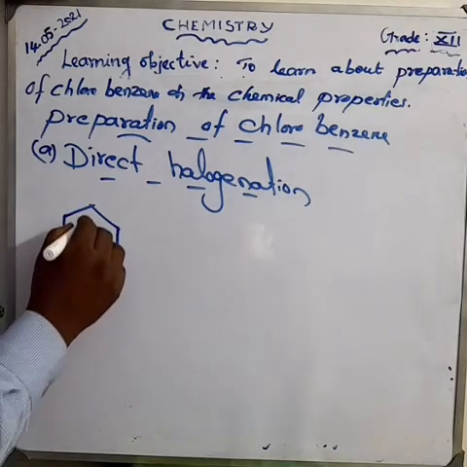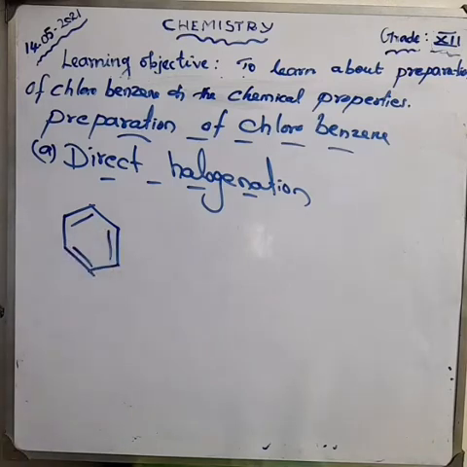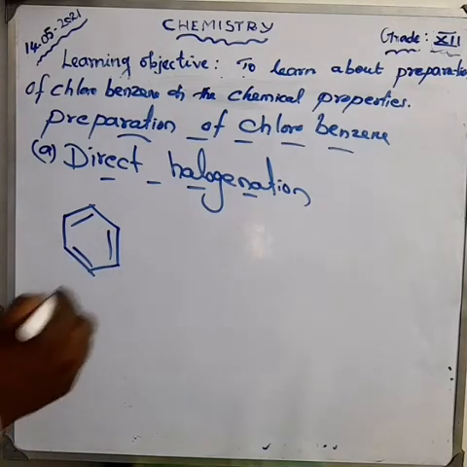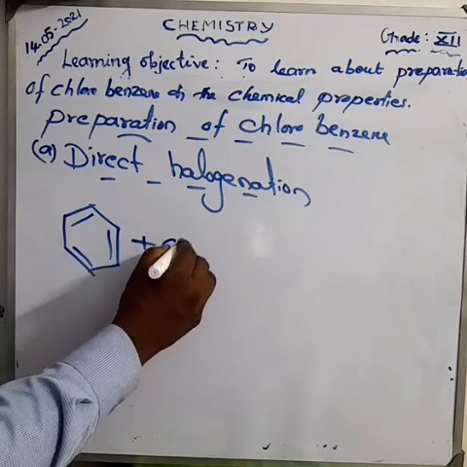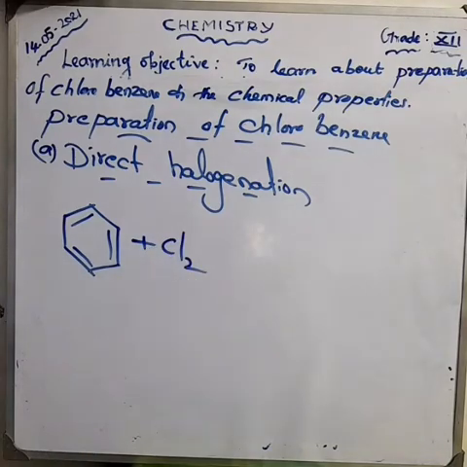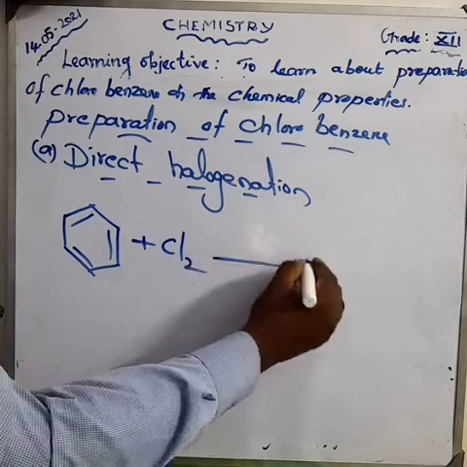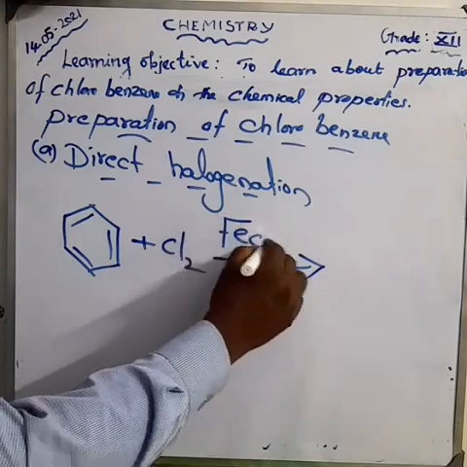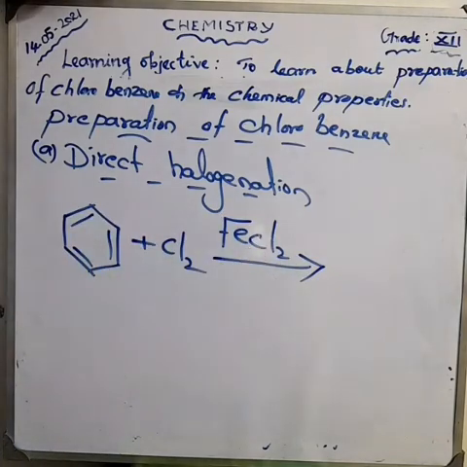This is the structure of benzene. It reacts with Cl2, the chlorine molecule, in the presence of FeCl3. What are the reactions?